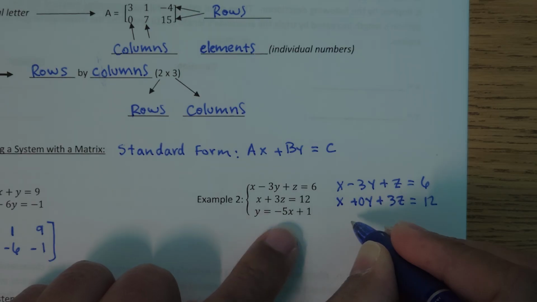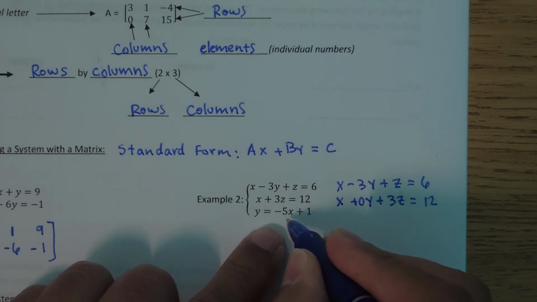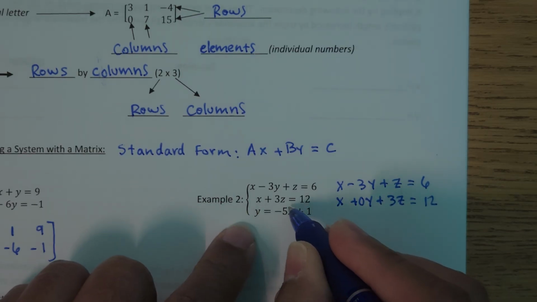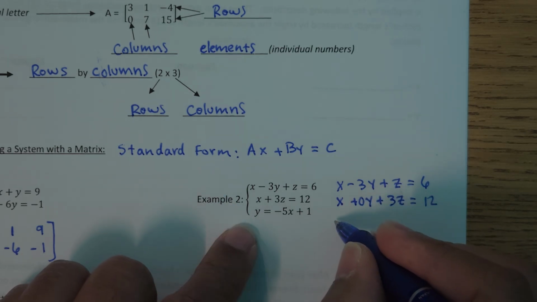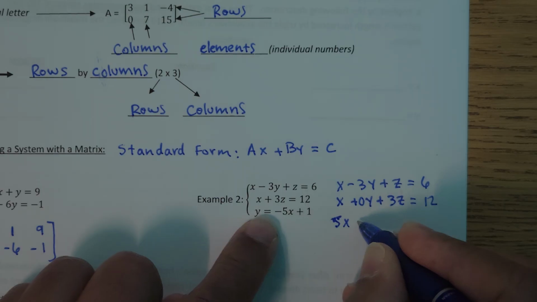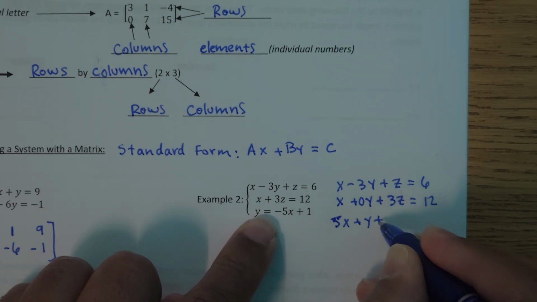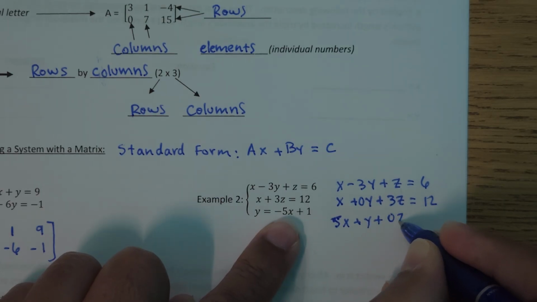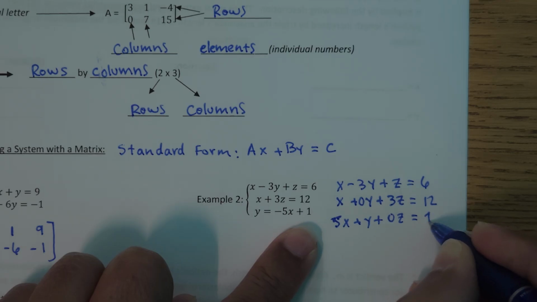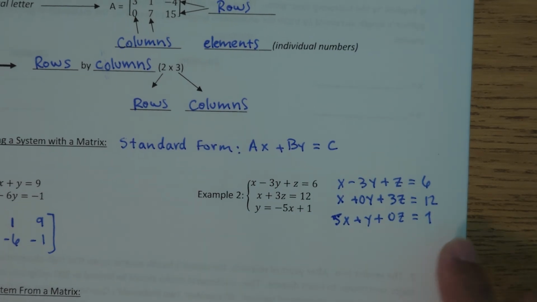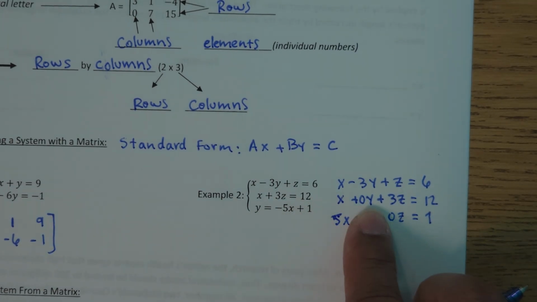And then the next equation, I don't have a z, and the x is on this side, so I need to bring it to the other side. Since it's negative on this side, when I bring it to the left side, I'm adding it, so it becomes 5x plus y plus 0z equals 1, the constant. Again, if you don't see a variable, write a 0 as a placeholder, because the matrix is going to ask you to enter some coefficient for that variable.